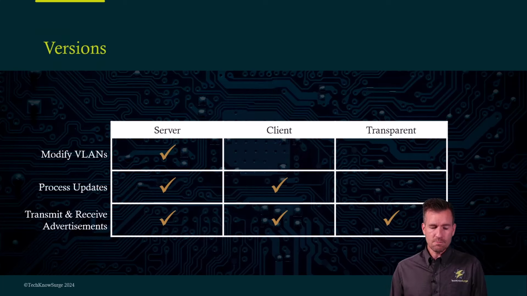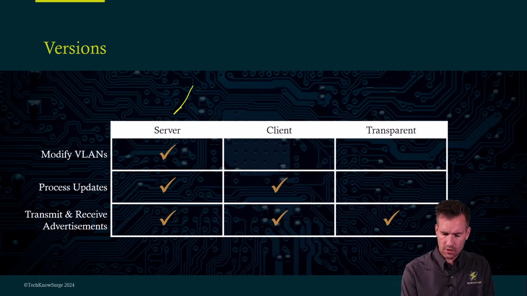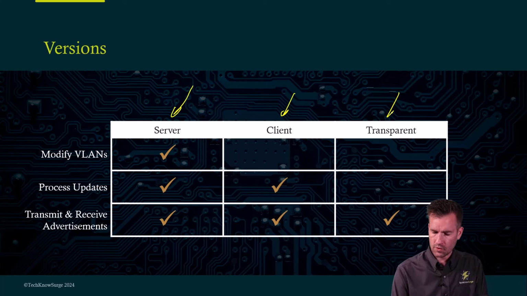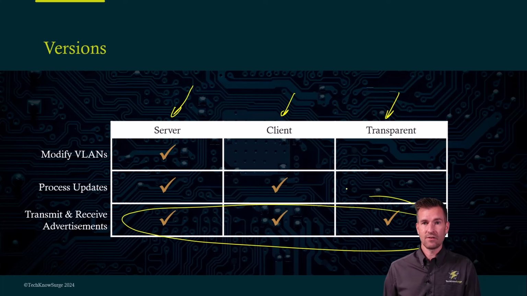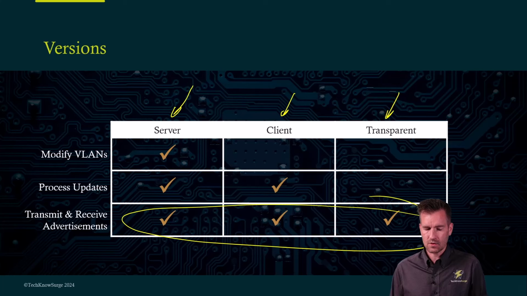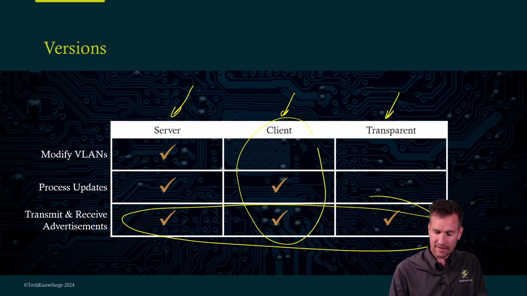No matter which mode you have set up on a switch, whether it's server, client, or transparent, they're all going to transmit and receive advertisements. So they're all going to receive advertisements and they're all going to transmit those advertisements. But if it's labeled as a client, it does one additional step.